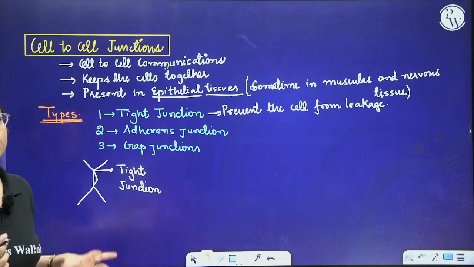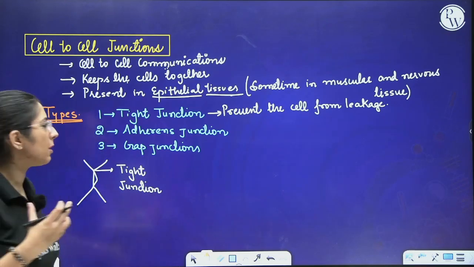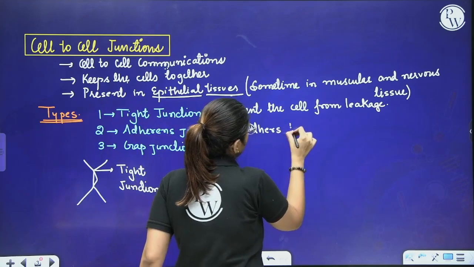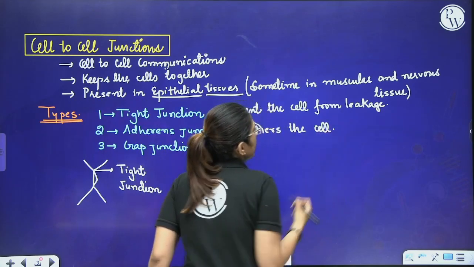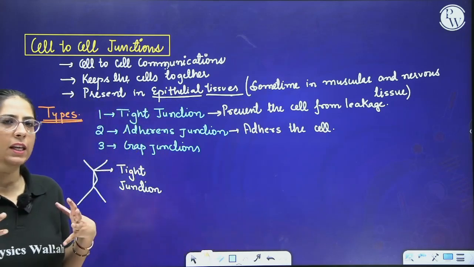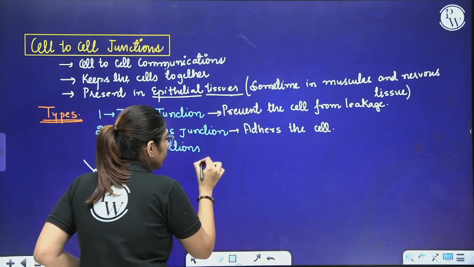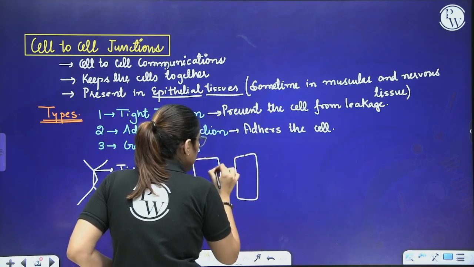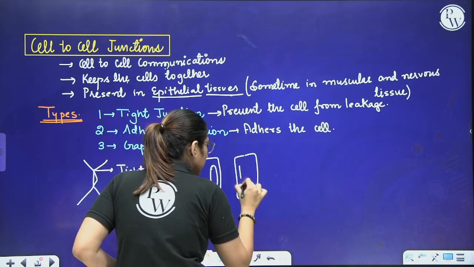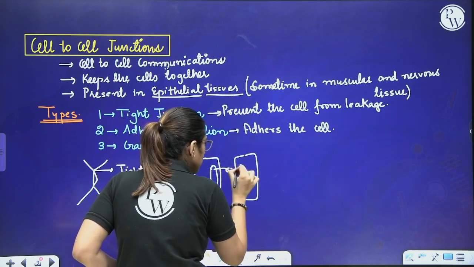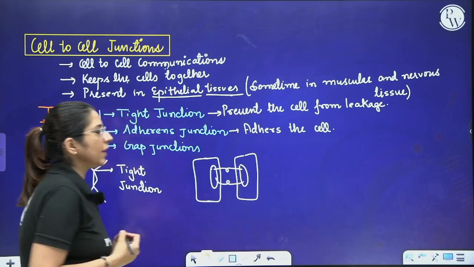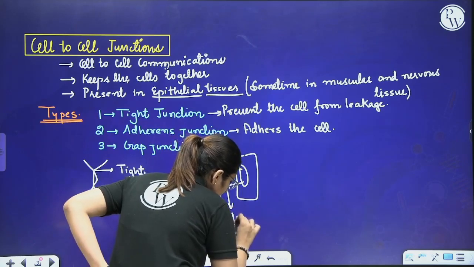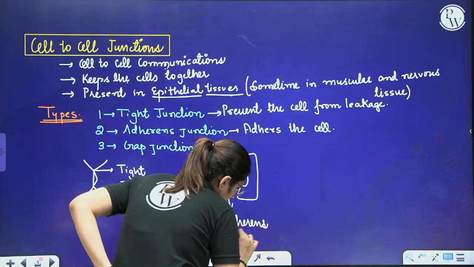Let's talk about the adherens junction. Adherens junctions are those junctions which keep the cells at a particular place. That means it adheres the cells together. Now, how do they look? Suppose this is cell number one, buddies, and this is cell number two. They will be adhered. This is one protein and this is another protein. Adherens proteins are there, and this is how they are attached. So, it keeps the cells together. This is termed as adherens junction.